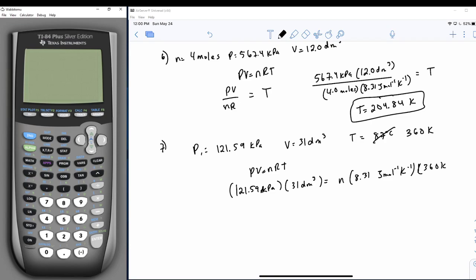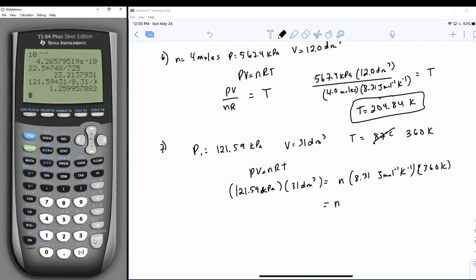Looks like I don't have the answer on the key for this, so I will type it in right now. Times 31 divided by 8.31 divided by 360. And we get n is equal to 1.26 moles of gas.